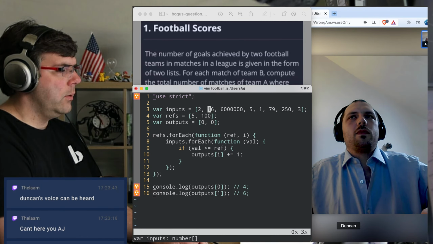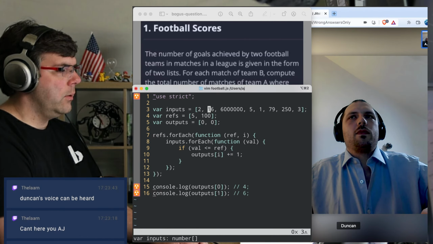So the number of goals achieved by two football teams in matches in a league is given in the form of two lists. So saying there's two lists of random numbers is what it's saying. Between 0 and 1,000,000,000. There's more than what's on the screen here; that's where I pulled that from. For each match of Team B, so this is a lie right here because it has nothing to do with each match of Team B, really. For each match of Team B, compute the total number of matches of Team A where Team A has scored less than or equal to the number of goals scored by Team B in that match.